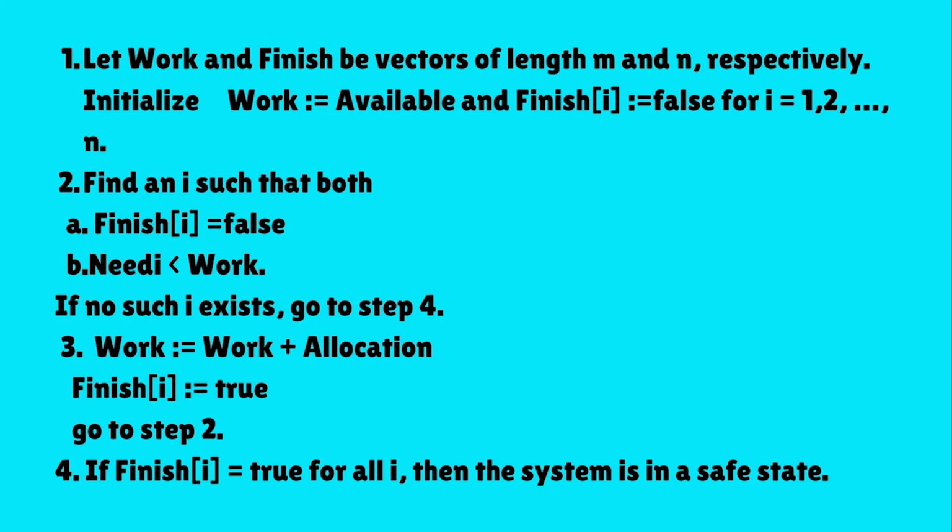So first what we do is we initialize, we set work to available, and we set finish[i] to false. This means that all the finish flags are set to false for all the values of i. Later we try and find an i for which finish[i] is false and need[i] is less than work. If it does not exist, we go directly to step 4. But in the case where it does exist, we set work equals work plus allocation. Allocation is basically the processes which are allocated indeed, and we set the finish flags to true.